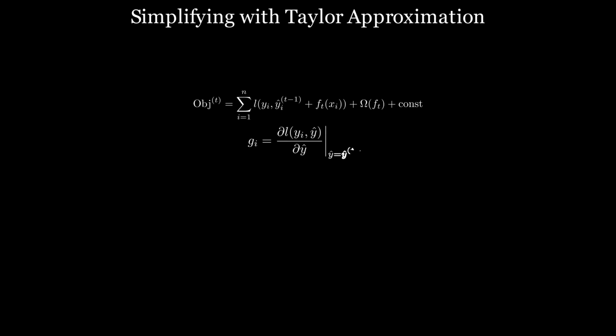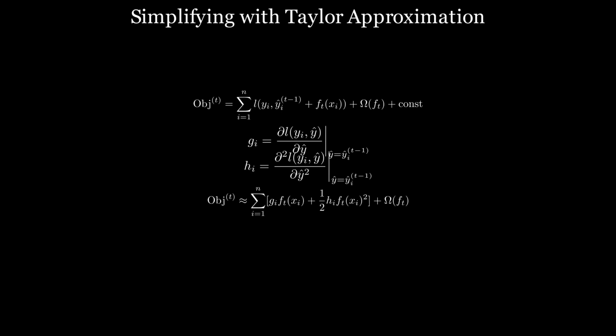Let's define gi as the first derivative and hi as the second derivative of the loss function, both evaluated at the previous prediction. These are just numbers we can calculate for each data point, since the previous t-1 trees are fixed. For those familiar with gradient boosting, gi is the gradient and hi is the Hessian, or the second-order information. Now we substitute the Taylor expansion into our objective. The term L of yi, y hat i at t-1 is constant with respect to ft, so we can ignore it during minimization.